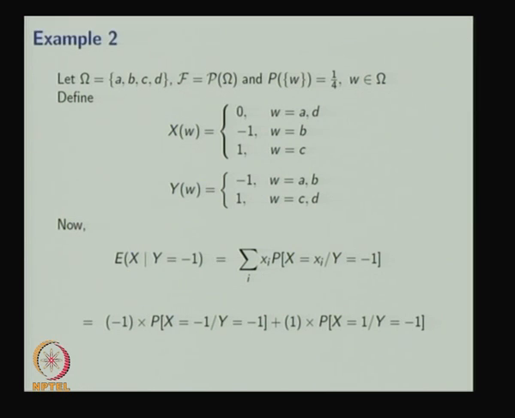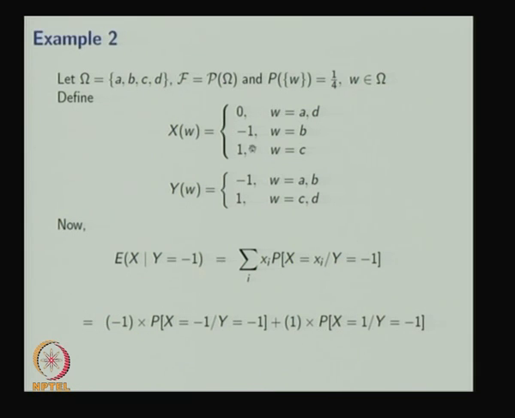Now, I am going to calculate the conditional expectation of X given Y takes the value minus 1. That is nothing but the summation of xi times P of X equal to xi given Y takes the value minus 1. That means I have to find out the possible values of xi's, then find out the conditional probability mass function for those xi's, multiply it, then sum it over i. That is going to be the conditional expectation of X given Y takes the value minus 1.